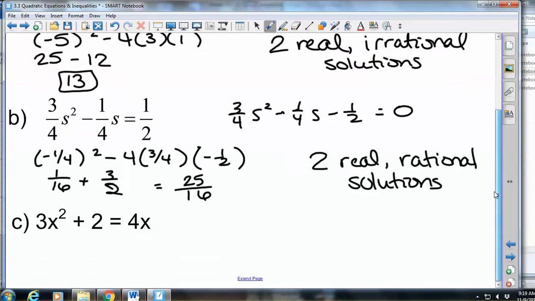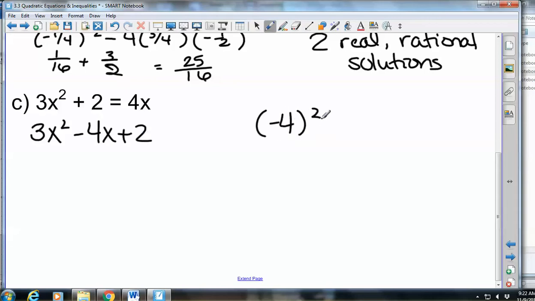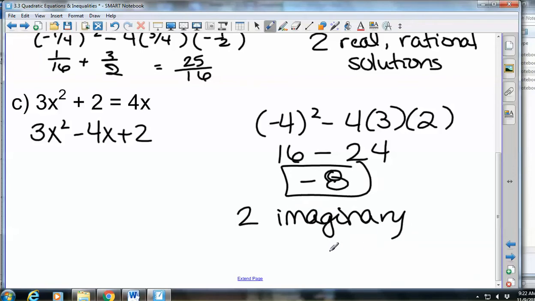You guys try C. It becomes a negative, that's your b value. So b squared minus 4ac, and you get negative 8. So that's my discriminant. It's a negative, that tells me we have 2 imaginary solutions. If I ask for rational or irrational, which one would this be? Irrational, because you can't do the square root of 8.